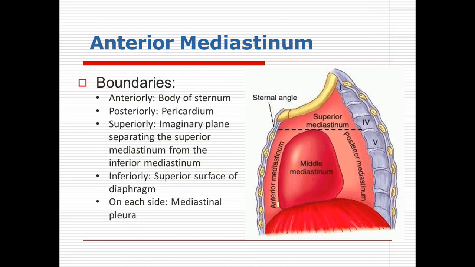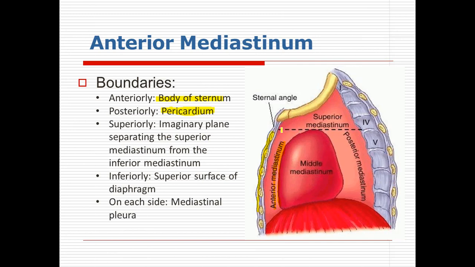Coming to the anterior mediastinum, this narrow portion, we have the anterior mediastinum, a small portion. Its boundaries will be: anteriorly, we have the body of the sternum. Posteriorly, we have the outer covering of the heart, that is the pericardium. Here we will have the pericardium that covers the outer side of the heart. It will form the posterior boundary of the anterior mediastinum.